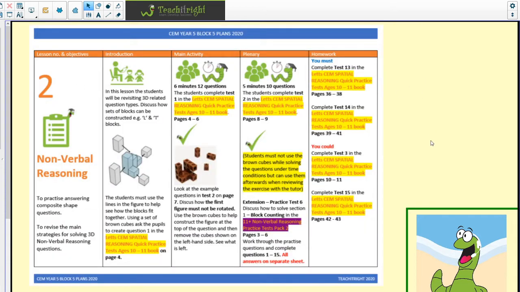So this is a lesson overview. This is what we're going to be covering today. We're going to practice answering composite shape questions. Composite shapes are a combination of shapes, and then we'll revise the main strategies for solving 3D non-verbal reasoning questions.